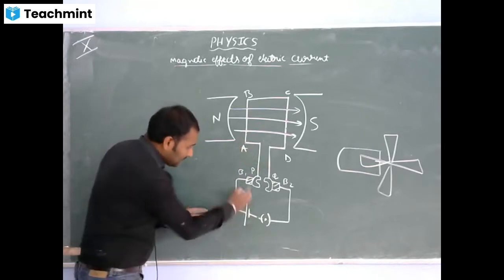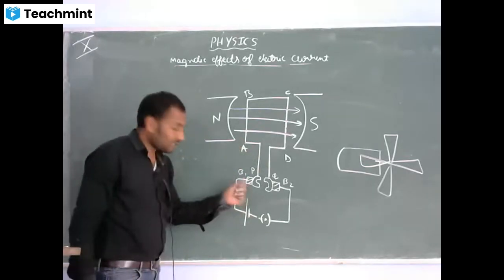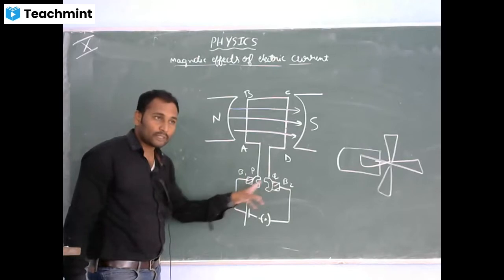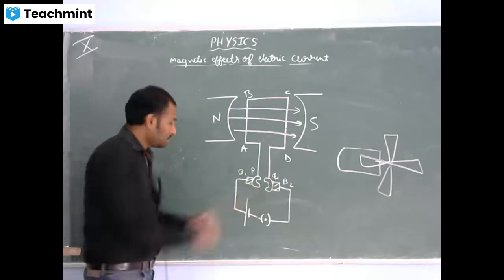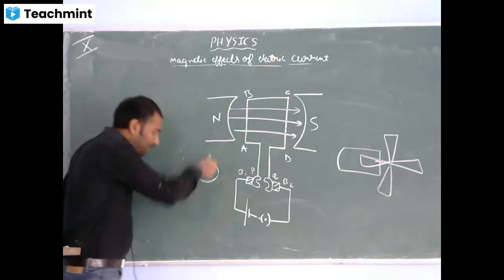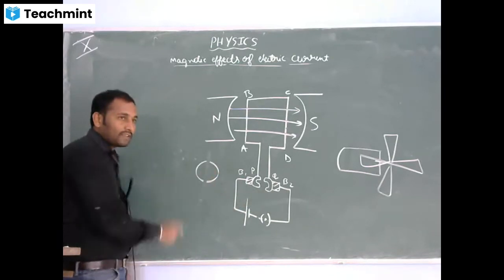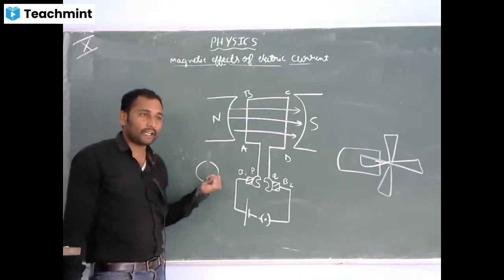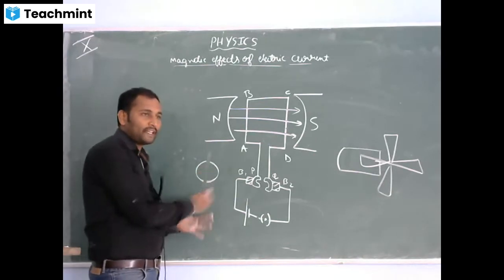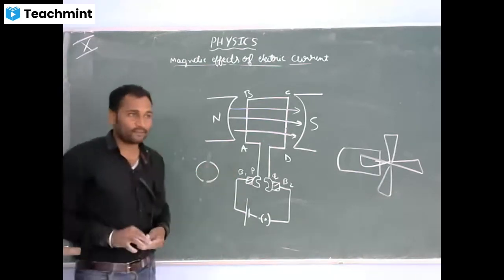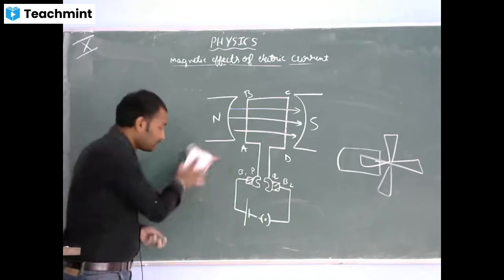Now I am using two carbon brushes, B1 and B2, and split rings. This is also called the commutator split ring. This ring is split into two parts, so we call it the commutator split ring. Okay, why this split ring? What is the use of this split ring? I will explain. Remind me if I forget why this commutator split ring is used.